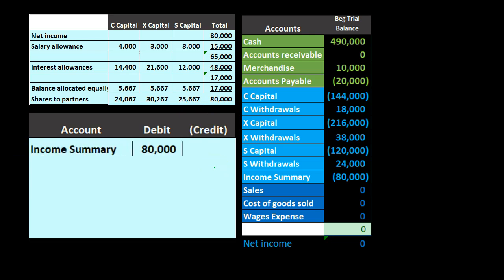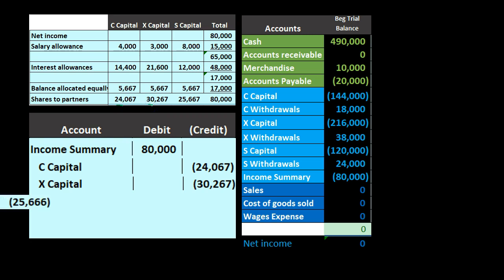We're just going to say that the income summary is going to go down. It's got a credit balance in it. We're going to make it go down, doing the opposite thing to it, a debit. And then we're going to credit the C capital account in accordance with C's worksheet number here, 24,067 that we came up with. And then X's capital account for the 30,267, and then S's capital account for the 25,667. That, of course, adds up to the 80,000. So we're just allocating it to the proper capital accounts.